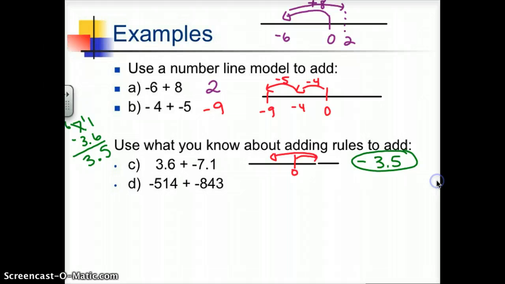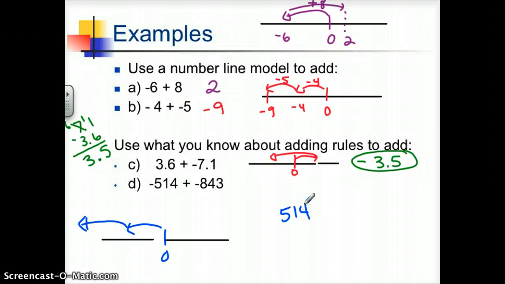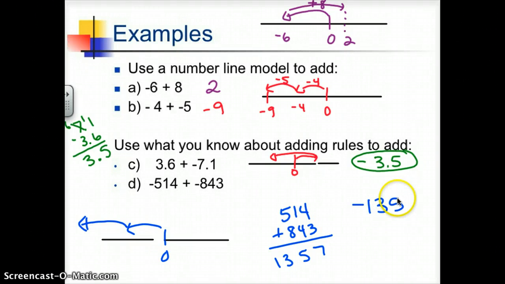Okay, let's look at one more problem. Here I have negative 514 plus negative 843. If I start at 0 on the number line, I'm going to go negative 514 and then negative 843 more. So this time they're both pulling in the same direction, both going to the left. So I'm just going to add them like normal. 514 plus 843 adds straight up. I'm going to get 1357, but remember I pulled all the way into the negatives, so my answer should be negative 1357.